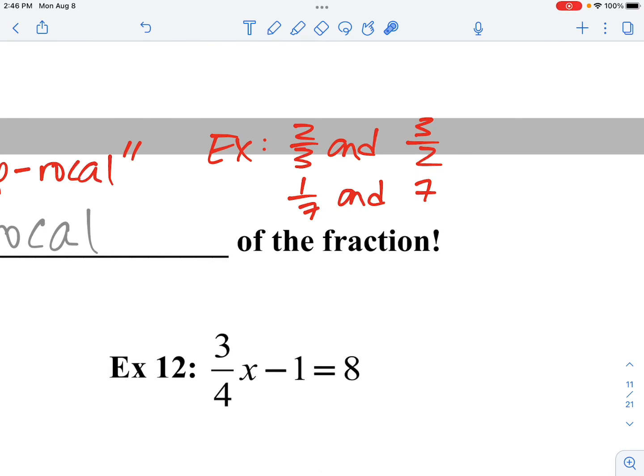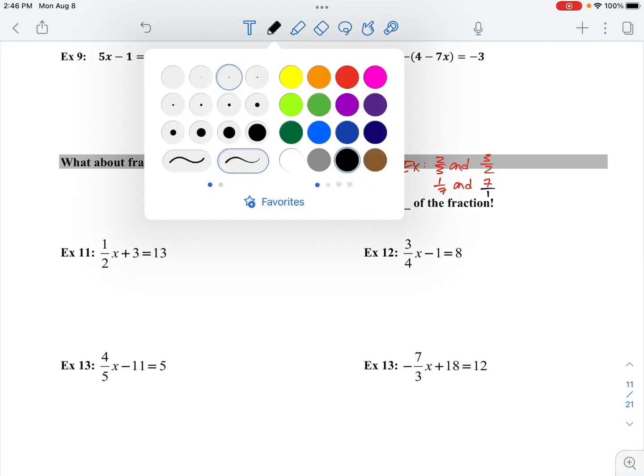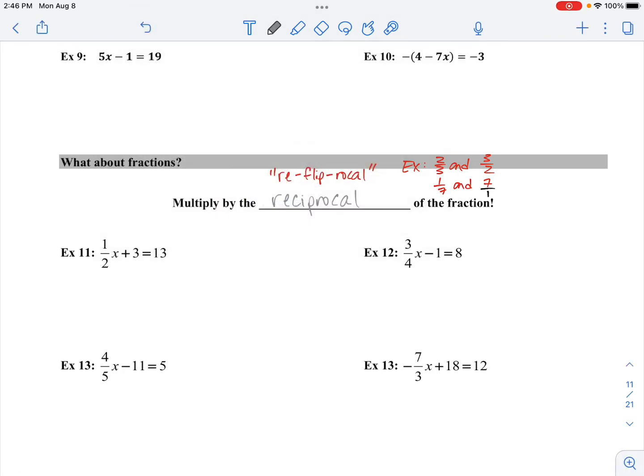Be careful with a 1 though. 1/7, when you flip it, you get 7 over 1, which is the same thing as just 7. So just be careful with those, but that's what I'm talking about when I mean reciprocal. So whenever you see a fraction, you're going to be multiplying by the reciprocal in order to solve the equation.